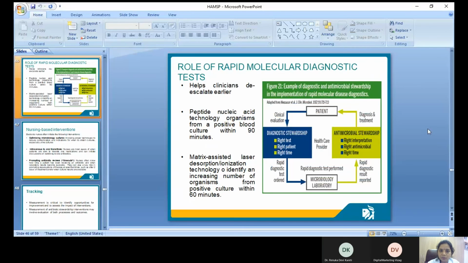Like nucleic acid-based technologies like PCRs, which can be done with the positive blood cultures, and the reports will be available within 90 minutes. Matrix-assisted laser desorption ionization technology. So here also positive blood culture specimens can be submitted and the reports can be obtained within 60 minutes. If these facilities are available, then the de-escalation process will be very helpful for the clinician.